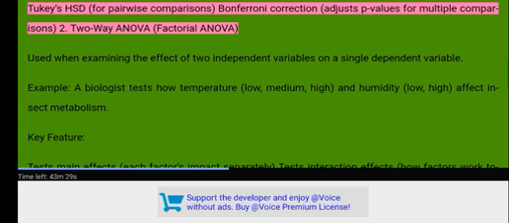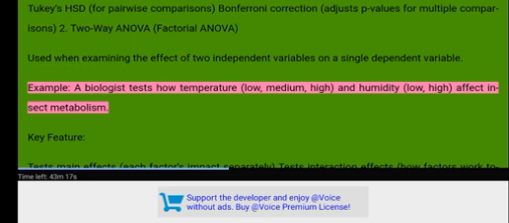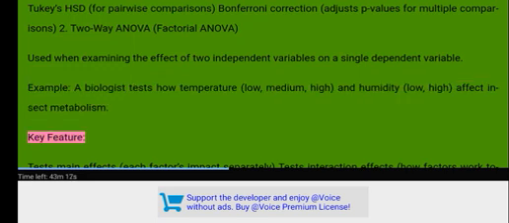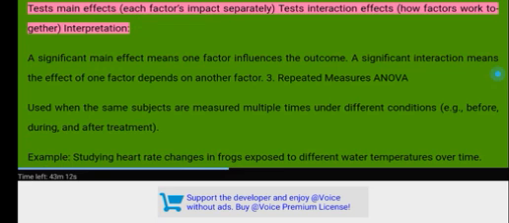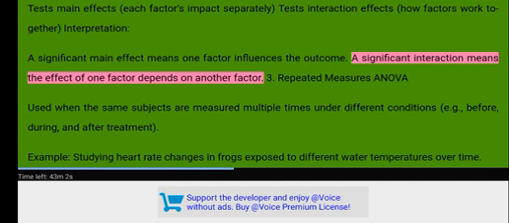2. Two-way ANOVA, factorial ANOVA. Used when examining the effect of 2 independent variables on a single dependent variable. Example, a biologist tests how temperature, low, medium, high, and humidity, low, high, affect insect metabolism. Key feature. Tests main effects, each factor's impact separately. Tests interaction effects, how factors work together. Interpretation. A significant main effect means one factor influences the outcome. A significant interaction means the effect of one factor depends on another factor.